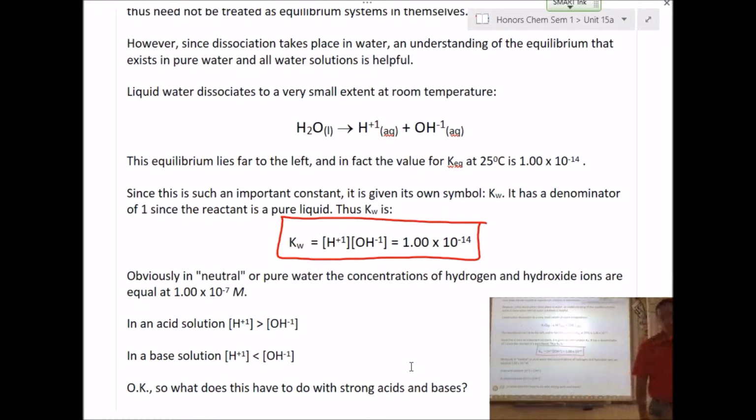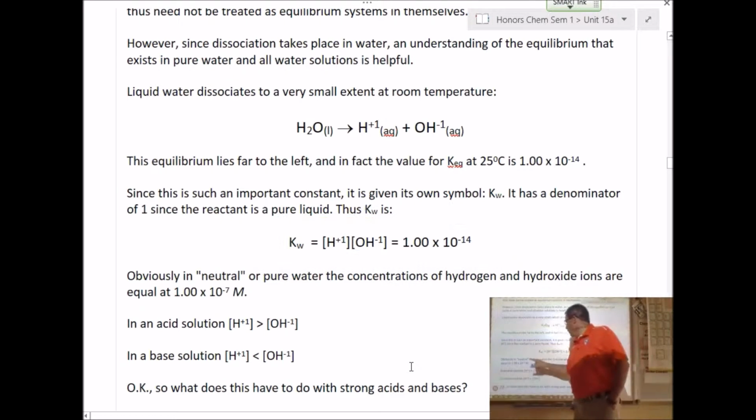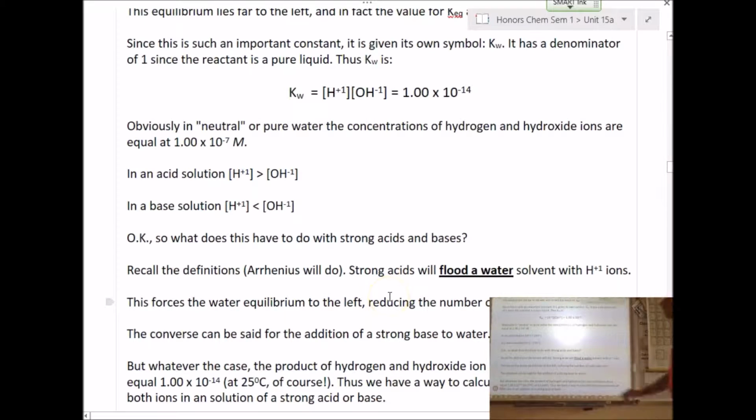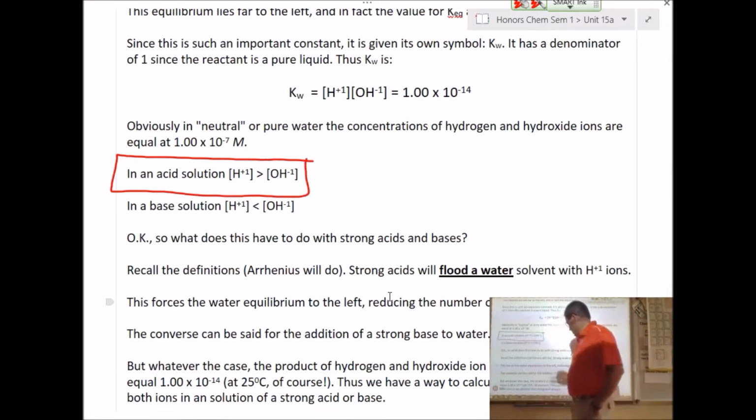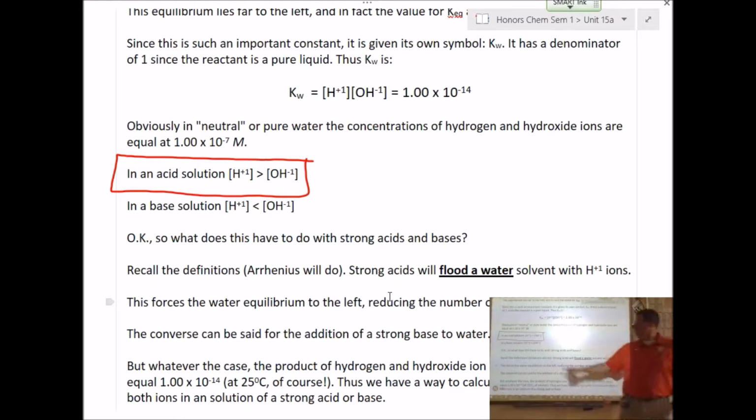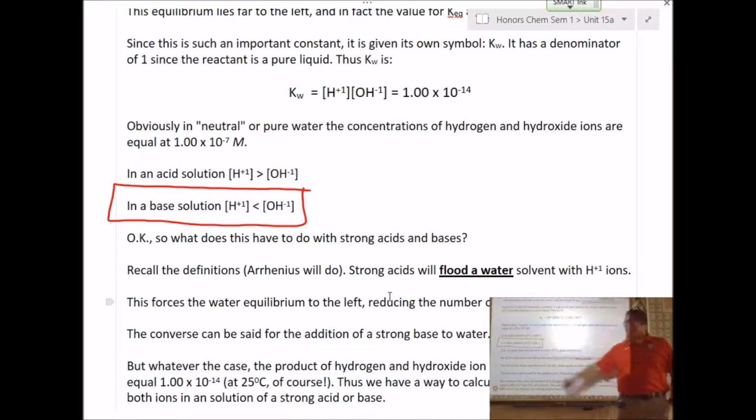So this is a constant, and this is a constant at a given temperature, 25 degrees, but this is pretty standard. Also, if you say that you have a higher hydrogen concentration than you do hydroxide, so if your hydrogen concentration is higher than your hydroxide, we're going to say that solution is acidic. Now, it doesn't have to burn you or do bad things to you, but it's on the acidic side of the scale. If we say that the hydroxide concentration is higher than the hydrogen, then it's basic.